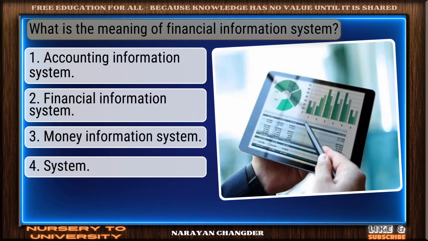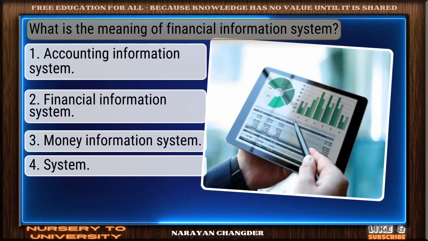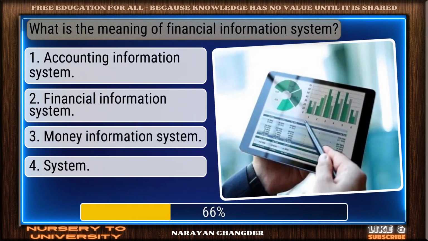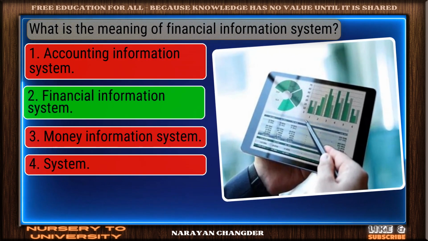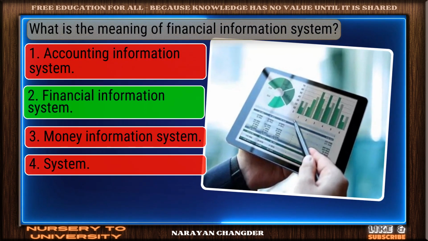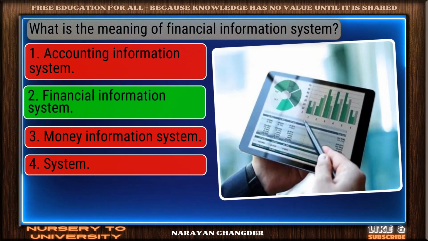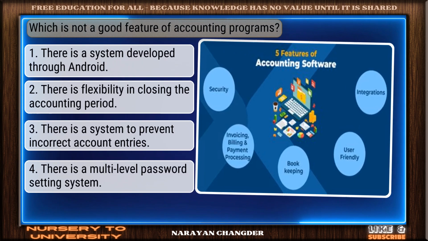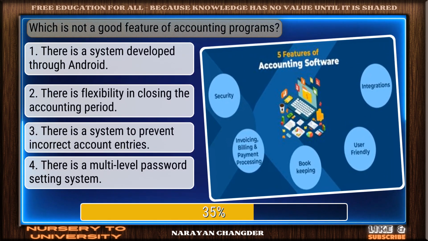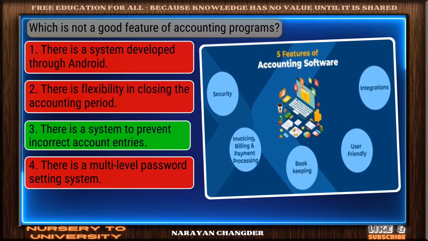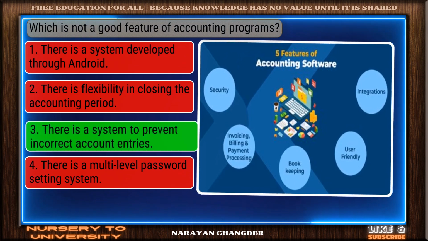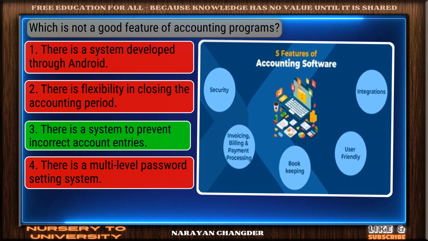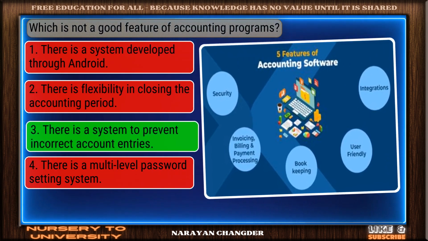What is the meaning of financial information system? Nice selection. Financial information system is the correct and valid answer. Which is not a good feature of accounting programs? On track. There is a system to prevent incorrect account entries is the correct answer.